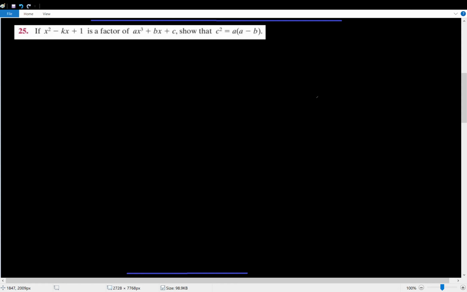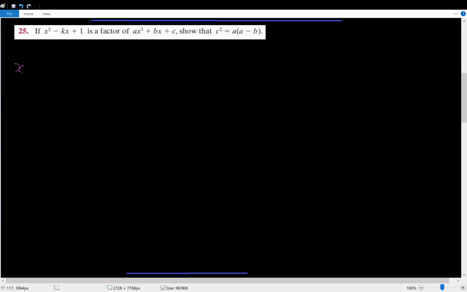So what we're going to do for this is set up a long division. Because if this first expression is a factor of our second expression, then it should divide into it evenly with no remainder. So let's take a look. We'll set up our long division to start with.